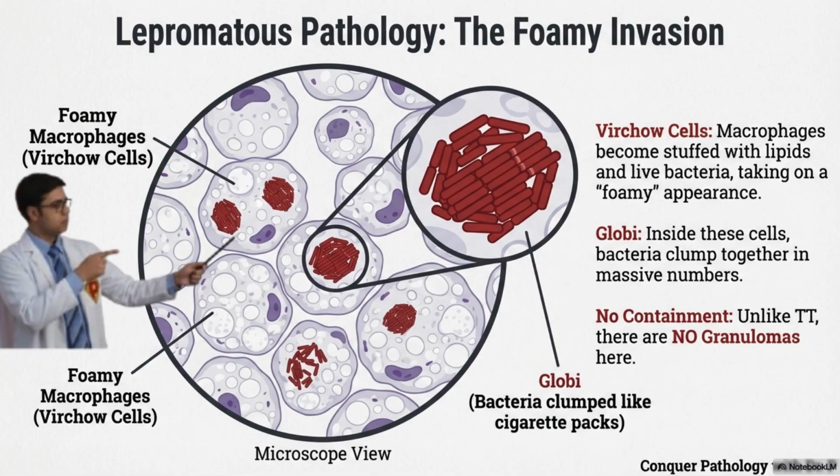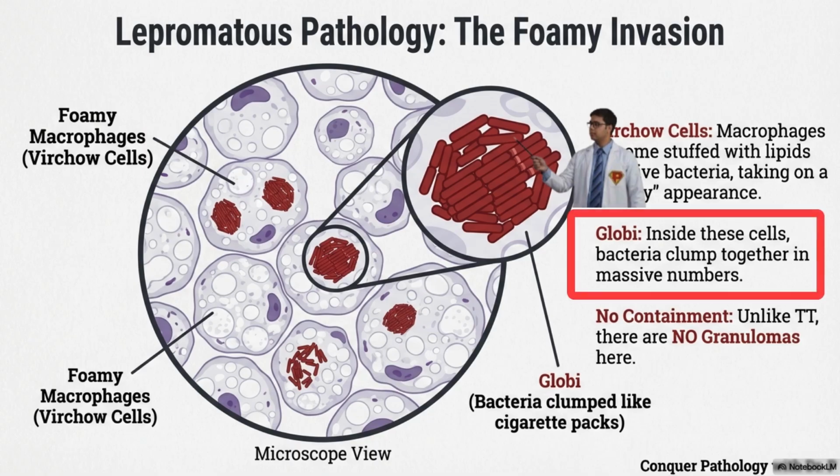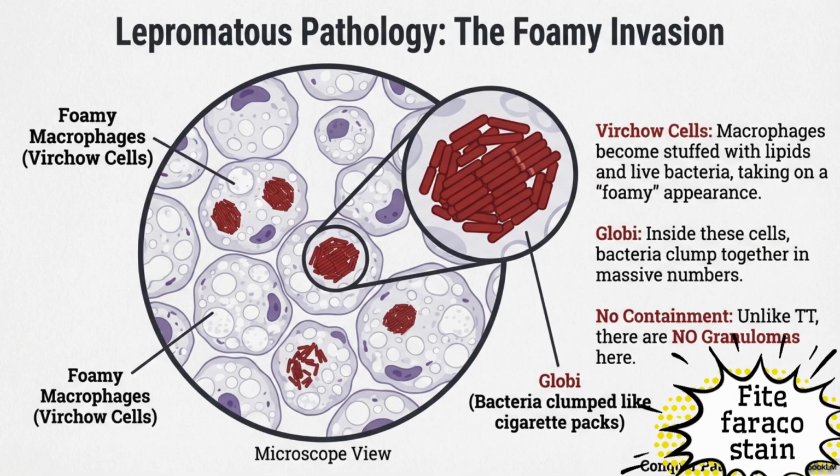Foamy macrophages. The macrophages are stuffed with lipids and live bacteria. We call these Virchow cells or lepra cells. There are no granulomas. Why? Because the immune system isn't trying to wall it off anymore. If you look closer at these Virchow cells, you see this, the globi. The bacteria clump together inside the cell like bundles of cigars. We use Fite-Faraco stain, a modified acid-fast stain, to see them. This patient is highly infectious.